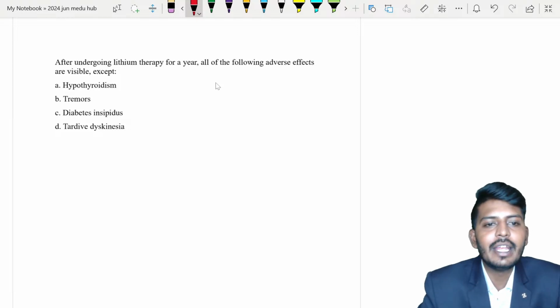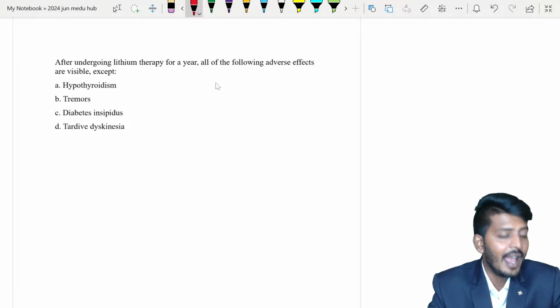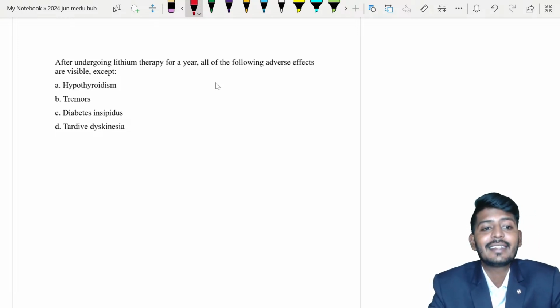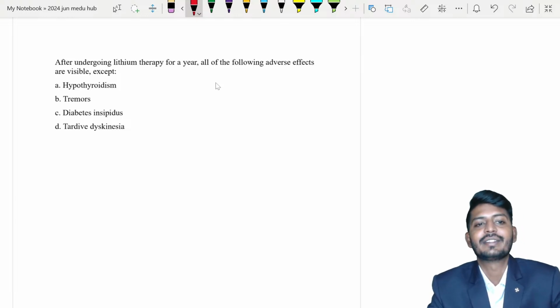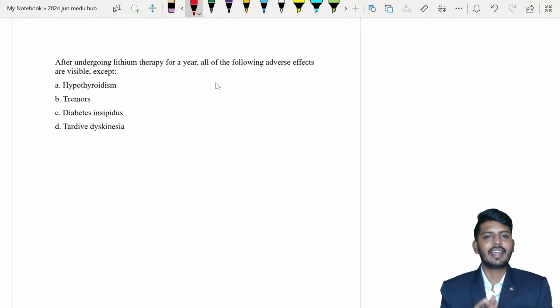After undergoing lithium therapy for a year, all of the following adverse effects are visible except. Okay, meaning what will not be seen after one year of lithium use? Hypothyroidism, tremors, diabetes insipidus, tardive dyskinesia. Come on, tell me the answer, guys.